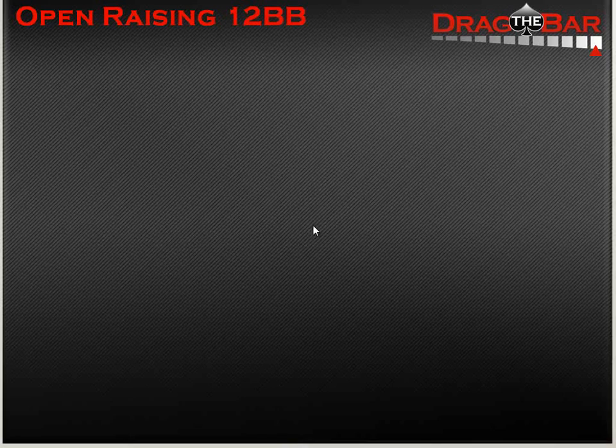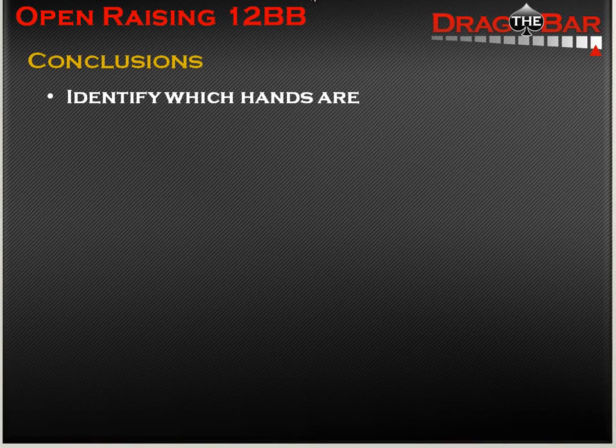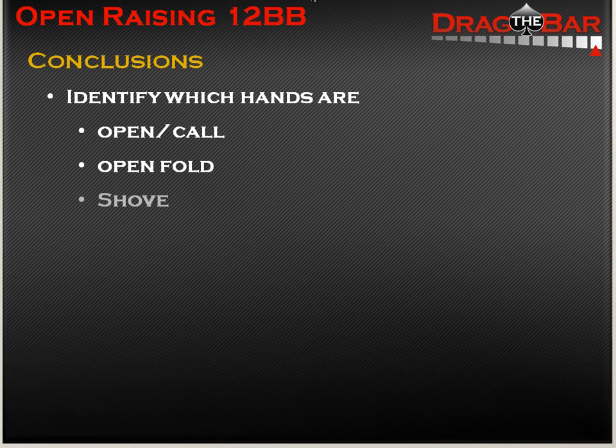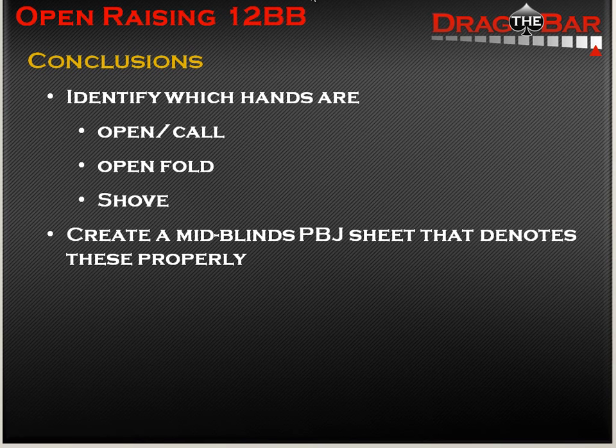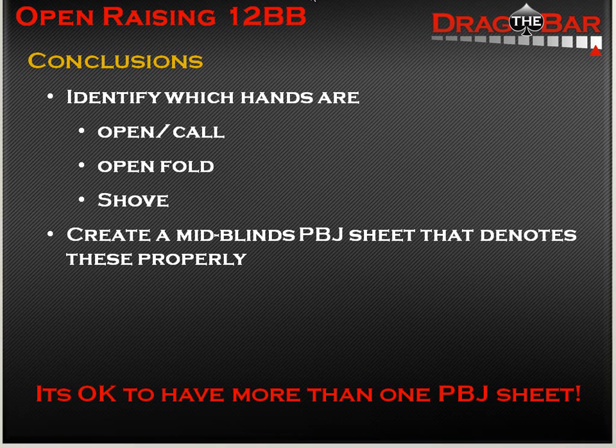So let's take a look at this slide now. So the conclusions are: you need to identify which hands are for open calling, open folding, opening and then folding, and then shoving. And you're going to create sort of a PBJ sheet that actually has all of these factors on it. And another thing I just want to say is it's okay to have more than one PBJ sheet because maybe your 15 to 10 blind ranges.